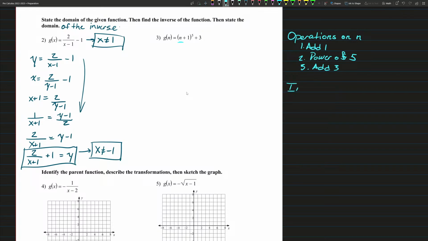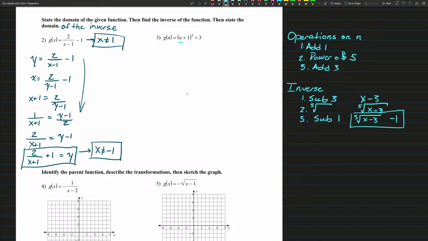So our inverse then, our first step would be subtract 3, then 5th root, and then subtract 1. If we do that, we'd have x minus 3. We would take the 5th root of that, and then we'd subtract 1 from that. So then this is our inverse.